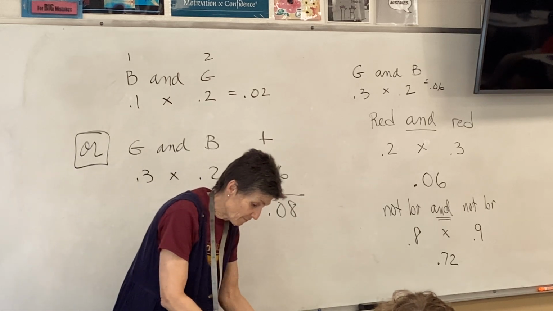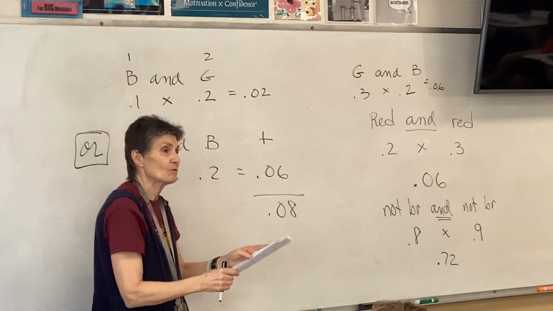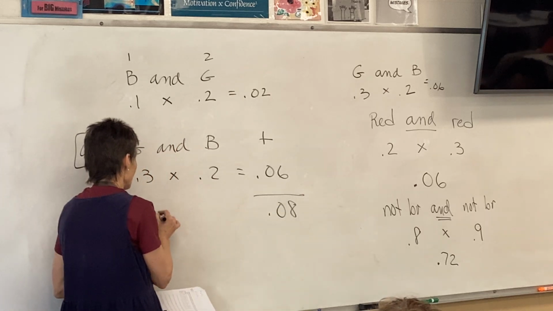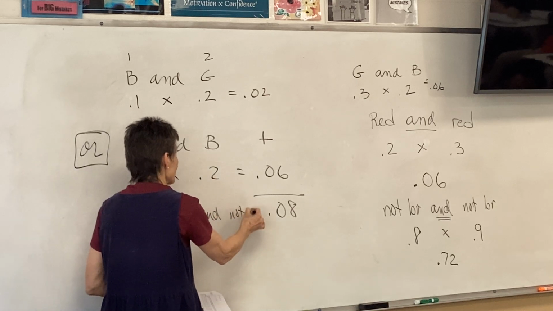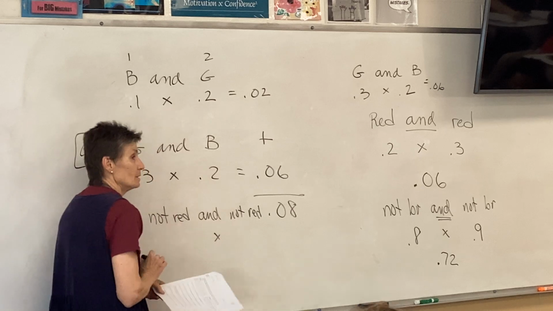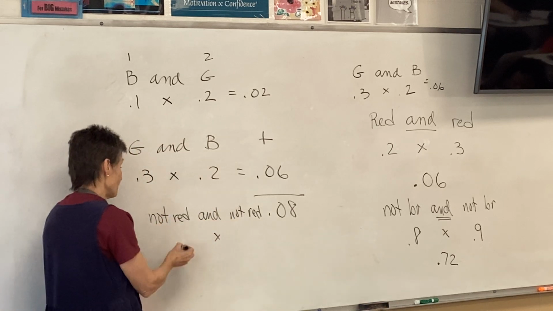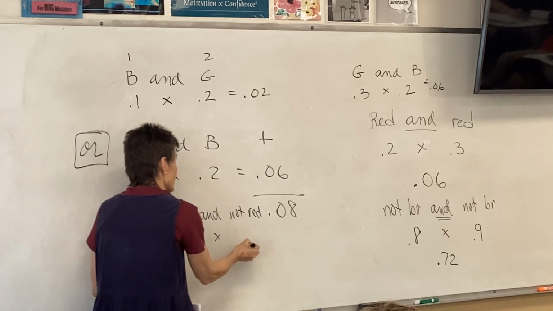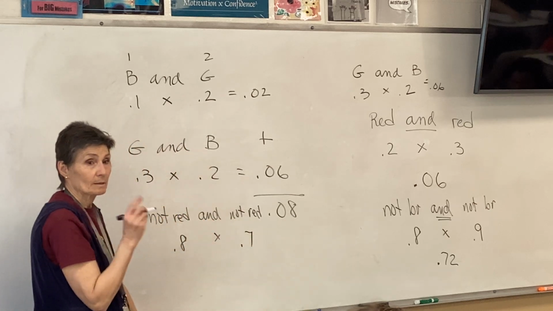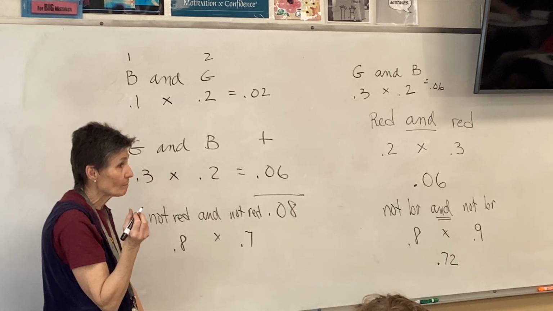All right, one more. If a candy is chosen from each bag, what is the probability that neither will be red? So we're getting not red and not red. That's what's happening in this problem. So not red from Maggie would be 0.8. Not red from Elizabeth would be 0.7. Are we okay with those two numbers? So what's the answer to the question? 0.56.